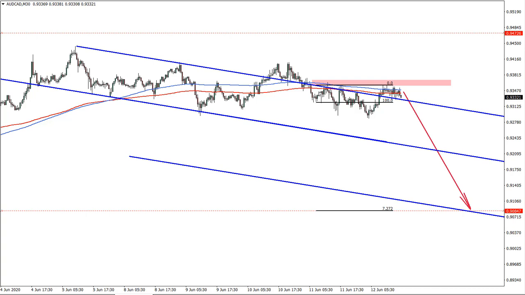So let's get started, and today we have the Australian versus Canadian dollar currency pair. And as usual, guys, before we start, I would like to remind you all the information is for educational purposes only and should not be considered as financial advice.